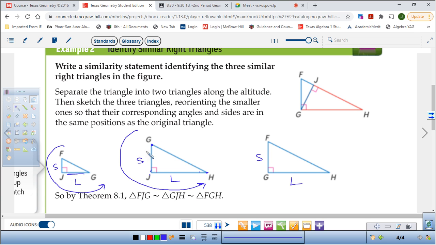FJG, GJH, and then do the same thing for the last one, or the original one, whatever you want to call this one. Start here with that one that has a shorter side, FGH. And they're all similar to each other. You okay with that one? Not too bad.